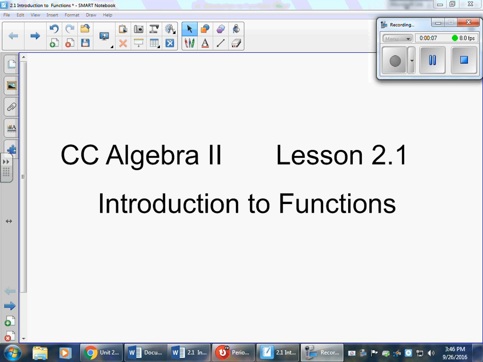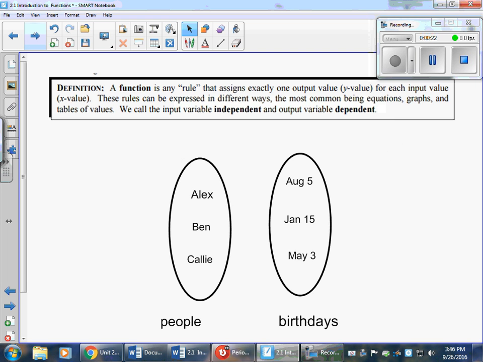Some of the information you're going to be hearing in this lesson might be a repeat of what you remember from Algebra 1, because it's so important we need to spend some time going over it one more time. So, the first thing I want to talk to you about is what the definition of a function is.